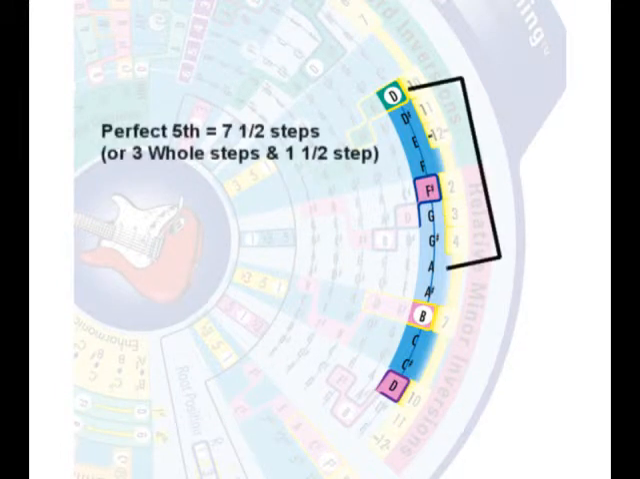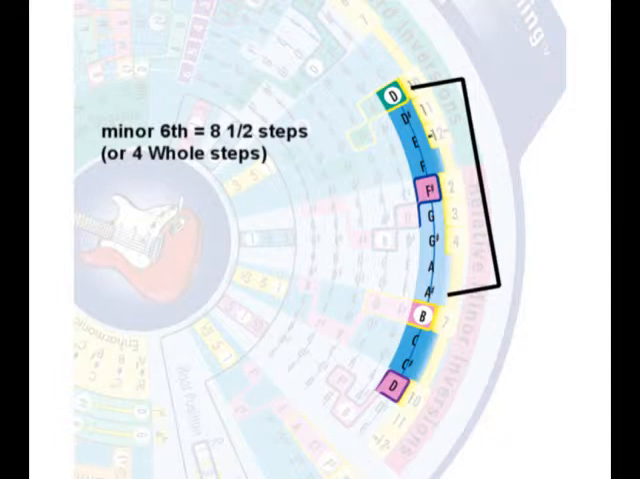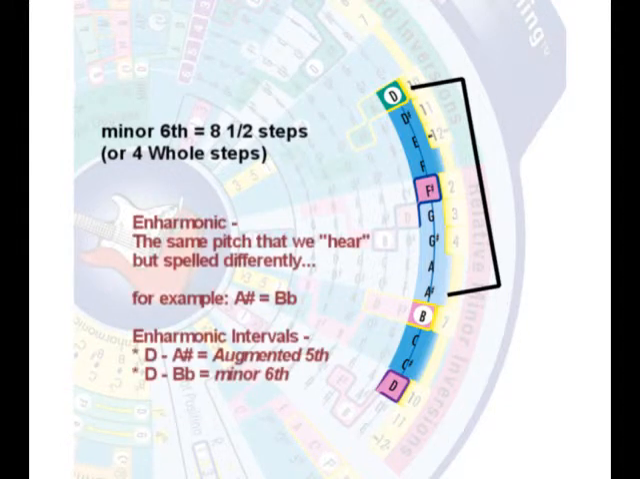A perfect fifth equals 7 half steps or 3 whole steps and 1 half step. And a minor sixth equals 8 half steps or 4 whole steps. Now this might be a good time to pause very quickly and talk about a new term, enharmonic, which means the same pitch that we hear or what our ear may perceive, but spelled differently by name. For example, an A sharp is equivalent to a B flat, and this theory also applies to intervals.